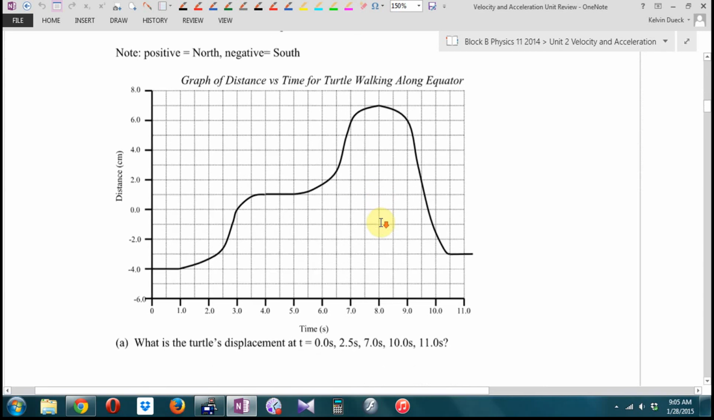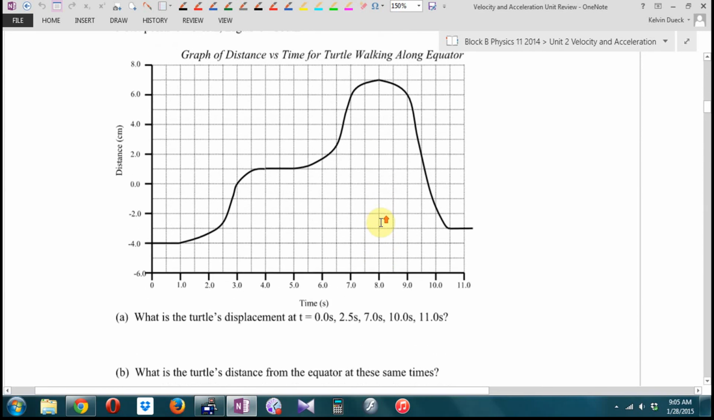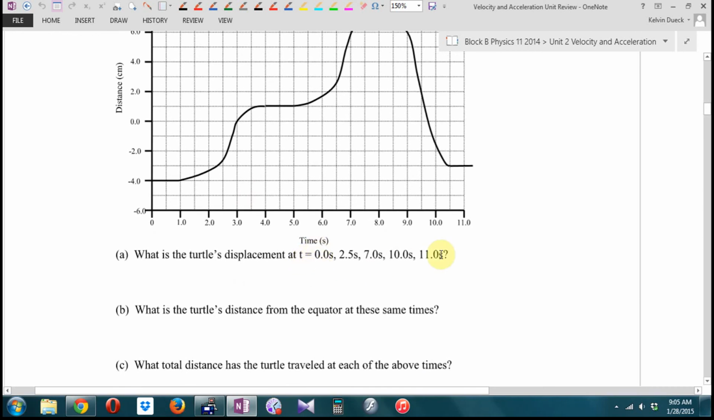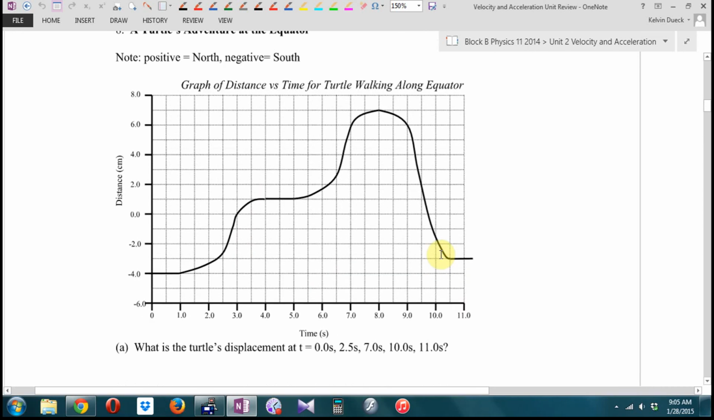Let's talk about number 8. Remember, for number 8, first of all, it's a displacement versus time graph. So when it's asking you for the displacement, where does displacement appear on a displacement versus time graph? It's meant to be really obvious, maybe so obvious that it's tricky. The displacement is your height, right? How high you are.